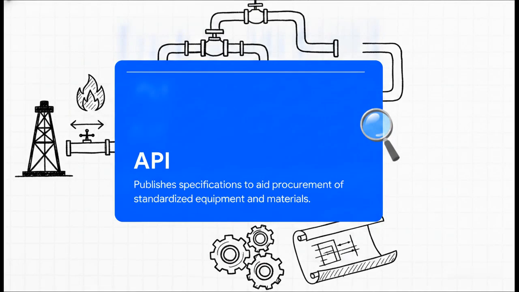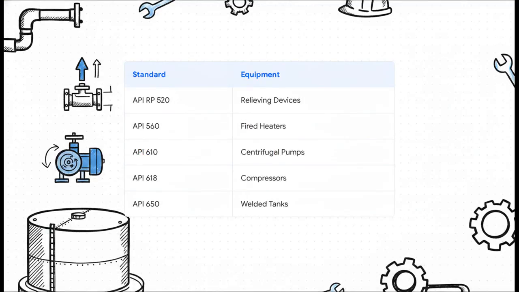Then we have API, the American Petroleum Institute. While ASTM tests the raw materials themselves, API is intensely focused on the final product for a specific industry. They publish specifications and standards designed specifically to aid in the procurement of standardized, safe equipment for the petroleum, petrochemical, and natural gas industries.